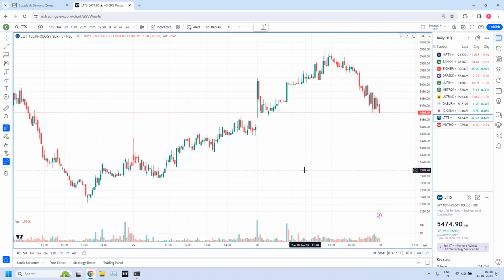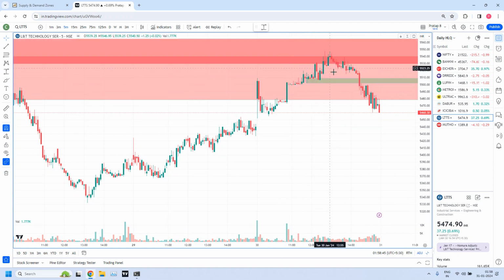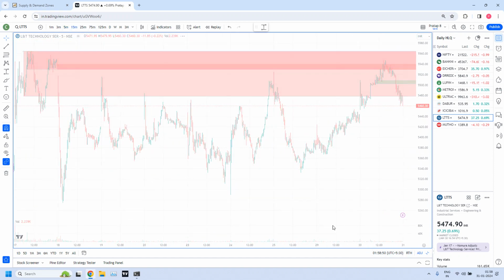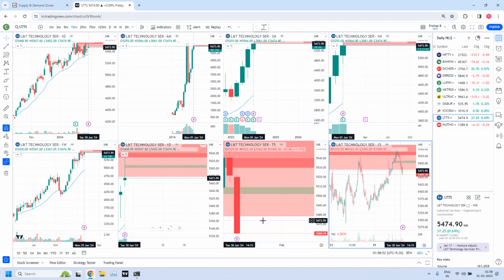Because after completing the ICICI trade, this stock got executed. Those who took ICICI, again this stock is another opportunity for you. This is also a 75-minute zone. First let me show you the 75-minute zone.